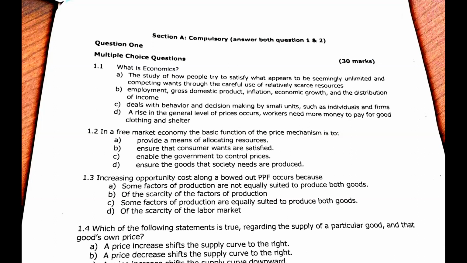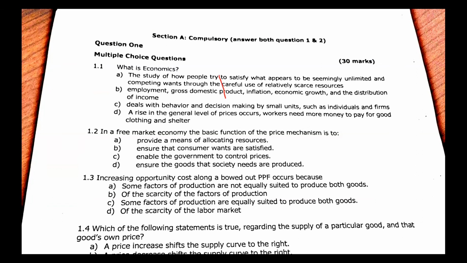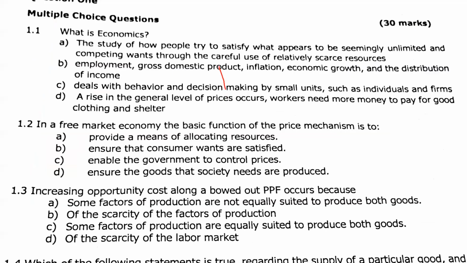Question number 2, in a free market economy, the best function of the price mechanism is to, what is the best function of the price mechanism? To ensure that consumer wants are satisfied. Okay, so the pricing mechanism is used to ensure that consumer wants are satisfied. Oh, okay, that's the answer that I put.